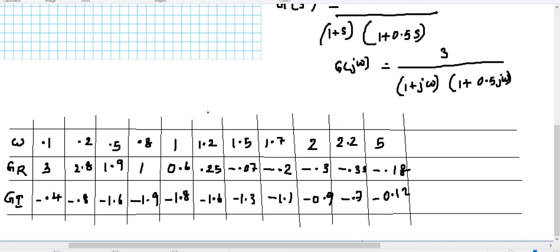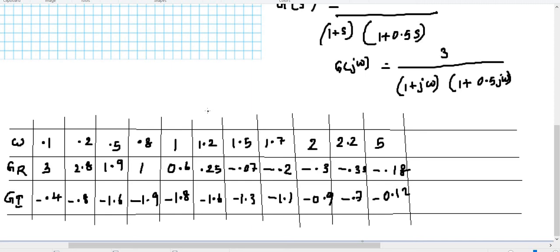So these are the different values for omega. We have found the real value and imaginary value of the sinusoidal transfer function with respect to different values of omega. Here you can see that I have taken the value of omega starting from 0.1, because our lowest corner frequency is 1, and I have taken values up to 5. After 2, I have taken 2 more values, 2.2 and 5. This is in order to draw the polar plot and to get the final value of the polar plot.